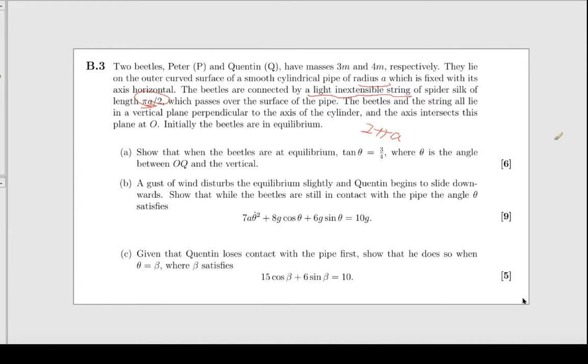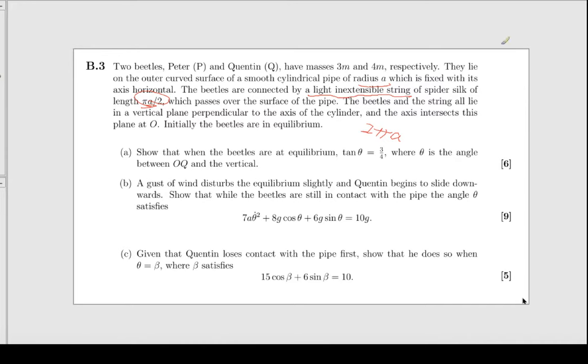If you can draw the diagram, then there are just two ideas you need to know: how to resolve forces using F equals ma, and how to use conservation of energy, which is something I keep forgetting to do. That's the other thing you want to use to solve this question. Right, let's draw this diagram.